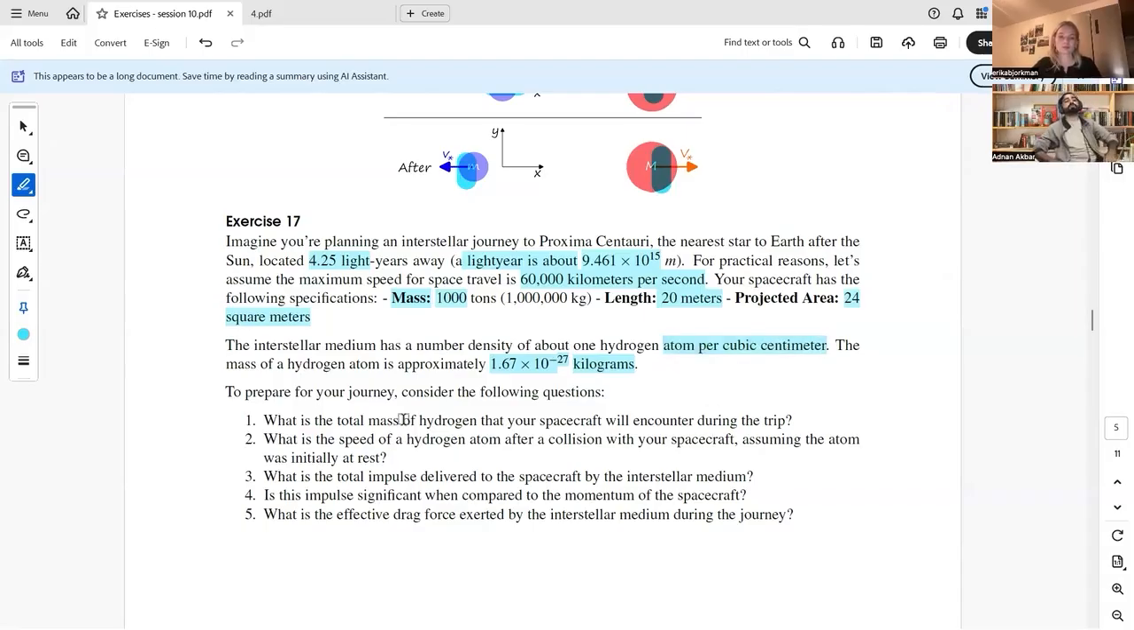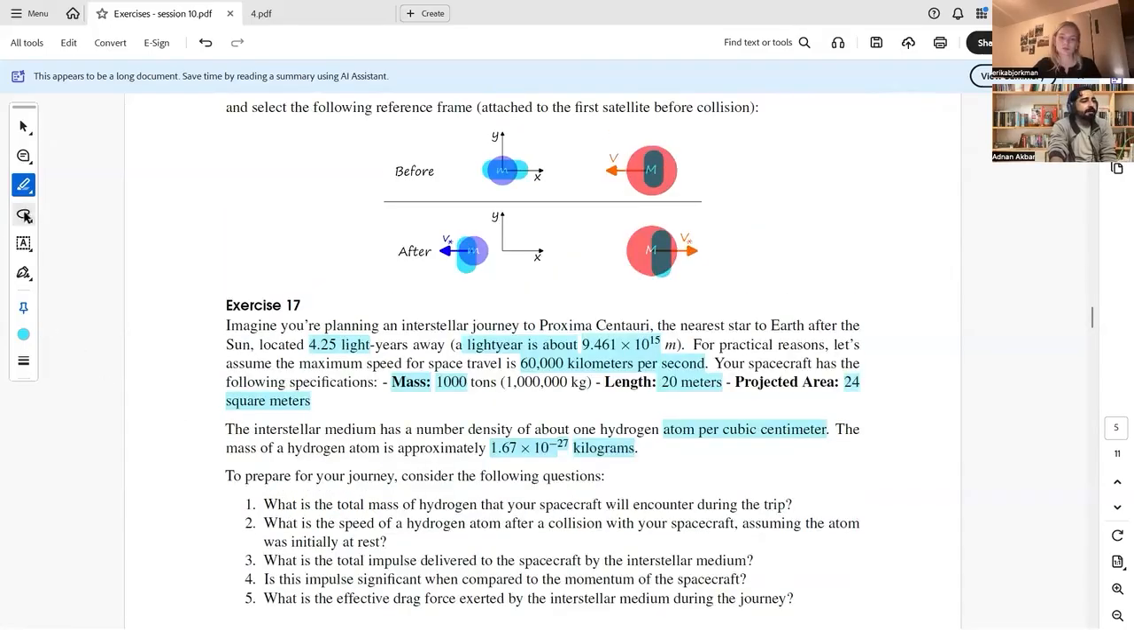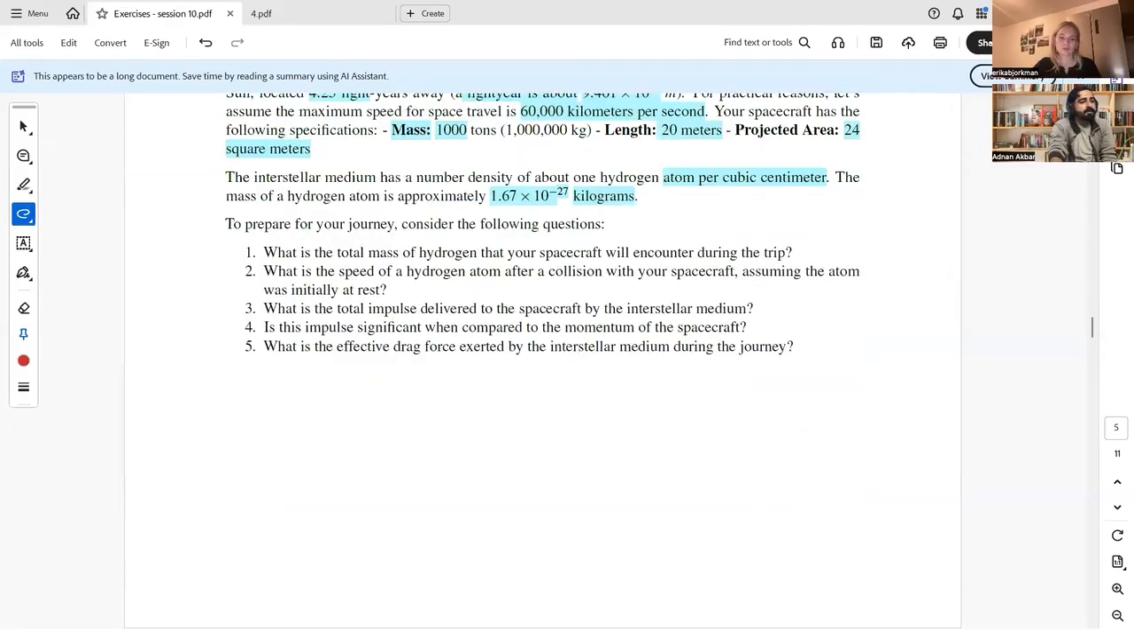Here are a few questions that we need to answer. What is the total mass of hydrogen atoms that your spacecraft will encounter during the trip? First of all, we need to check the given data. And yes, here we can write. This question is also a time-taking question.